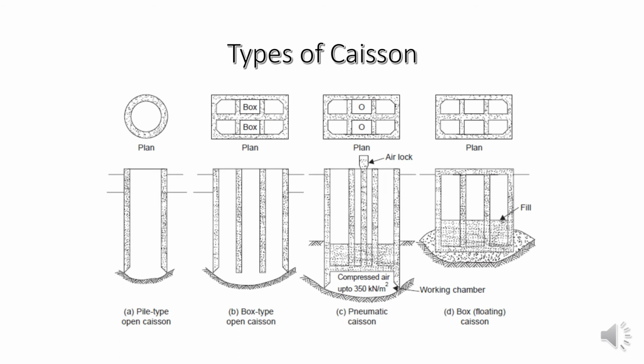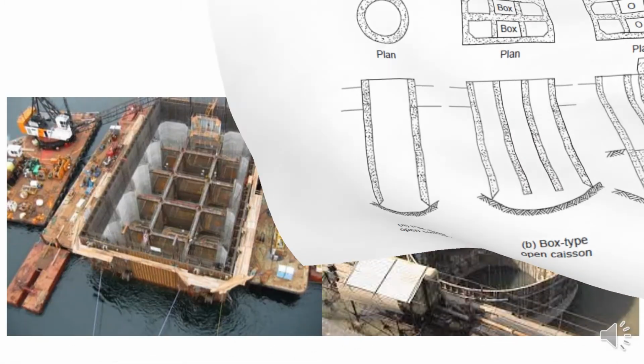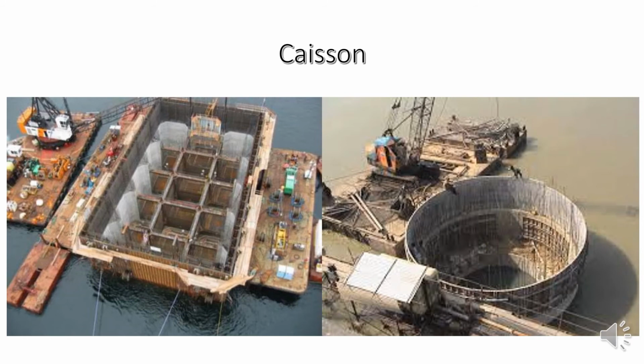And figure C shows pneumatic caisson, and figure D shows box or floating caisson. The photograph shows box type caissons, and the photograph on the right side shows pile type open caissons.